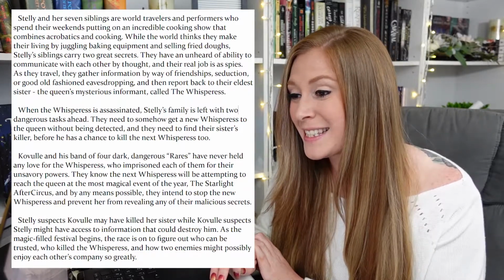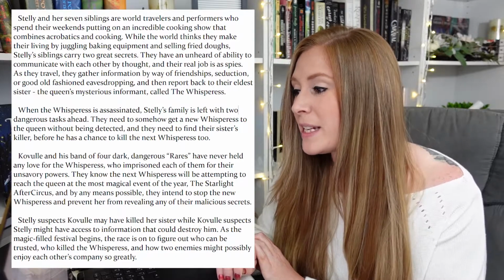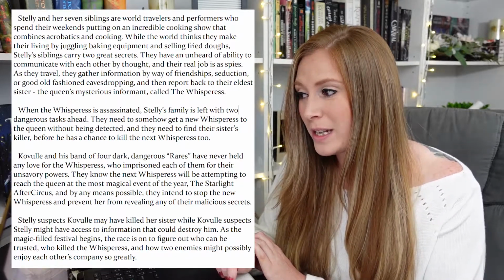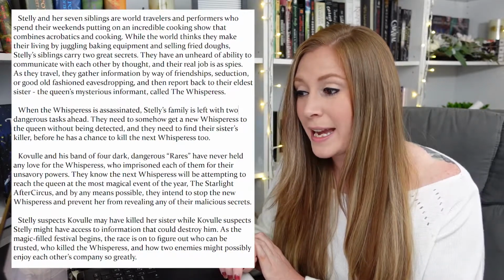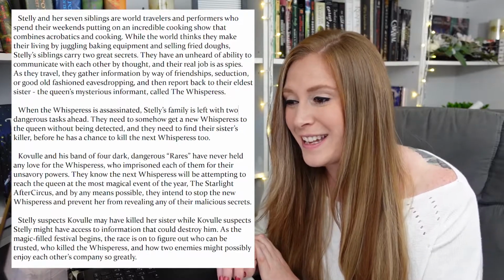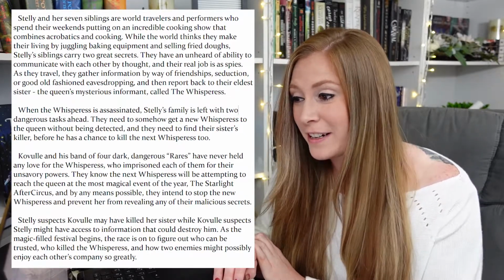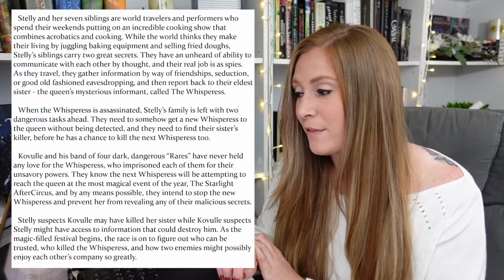When the Whisperess is assassinated, Stelly's family is left with 2 dangerous tasks ahead. They need to somehow get a new Whisperess to the Queen without being detected, and they need to find their sister's killer before he has a chance to kill the next Whisperess too. Kovul and his band of 4 dark, dangerous rares have never held any love for the Whisperess, who imprisoned each of them for their unsavory powers.